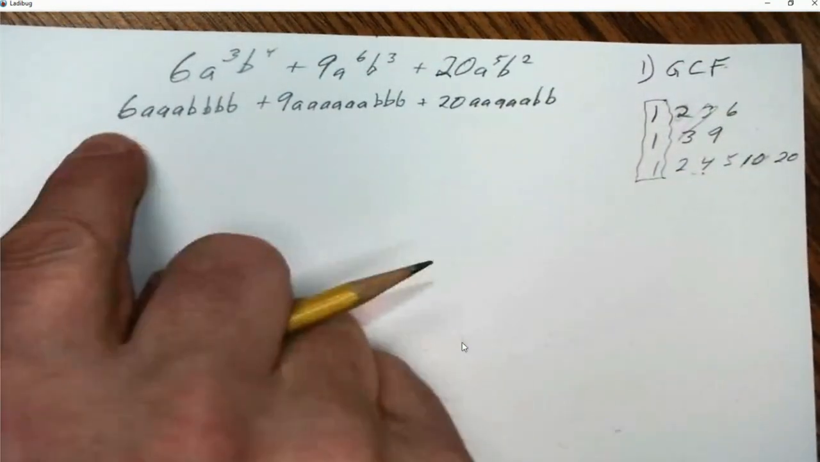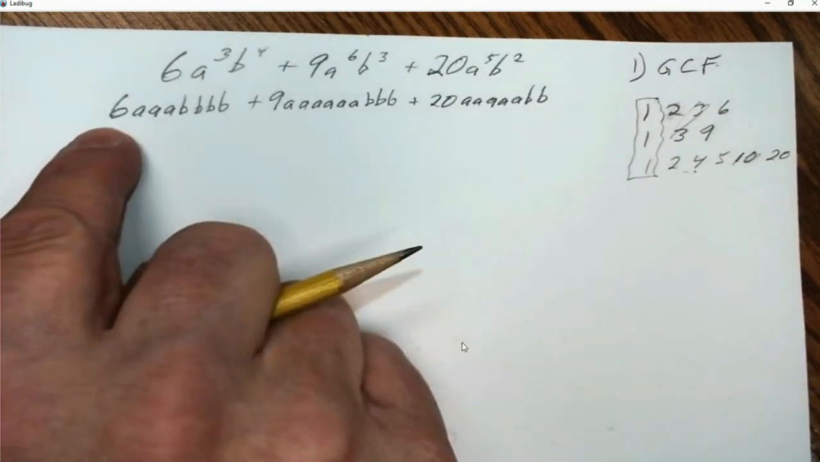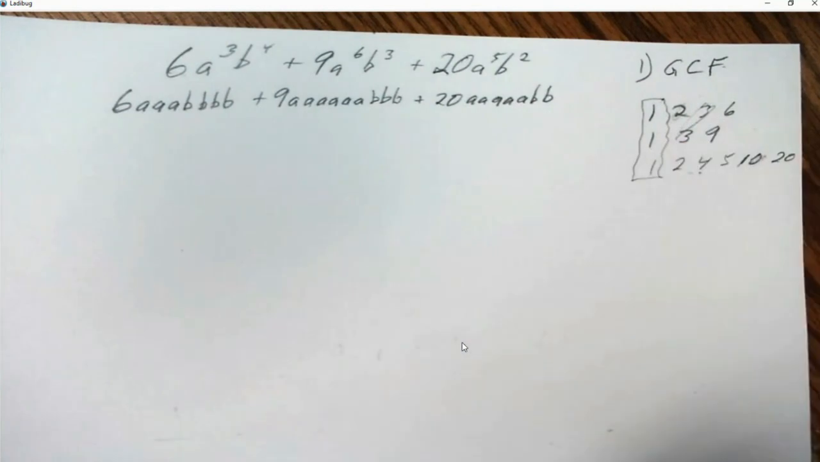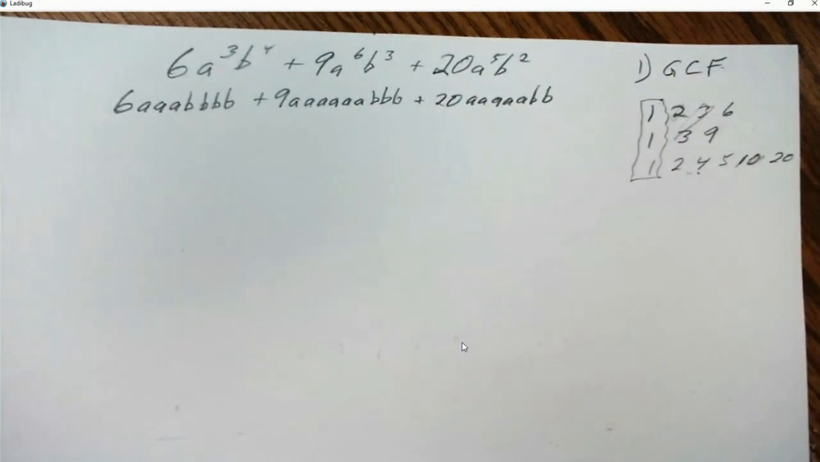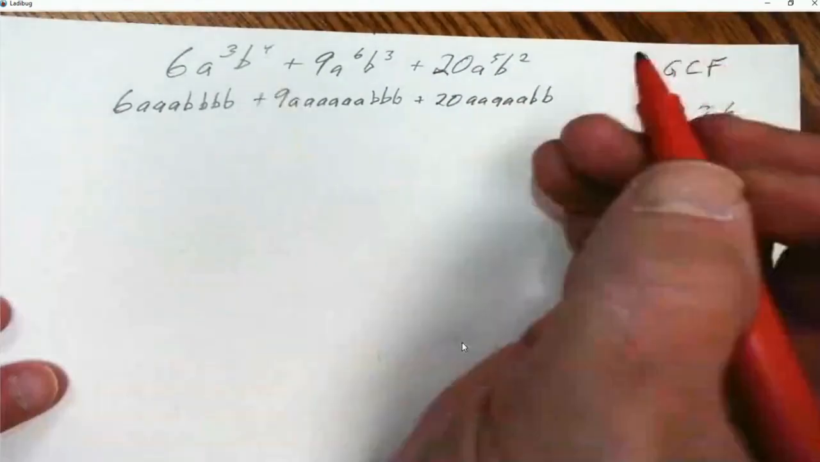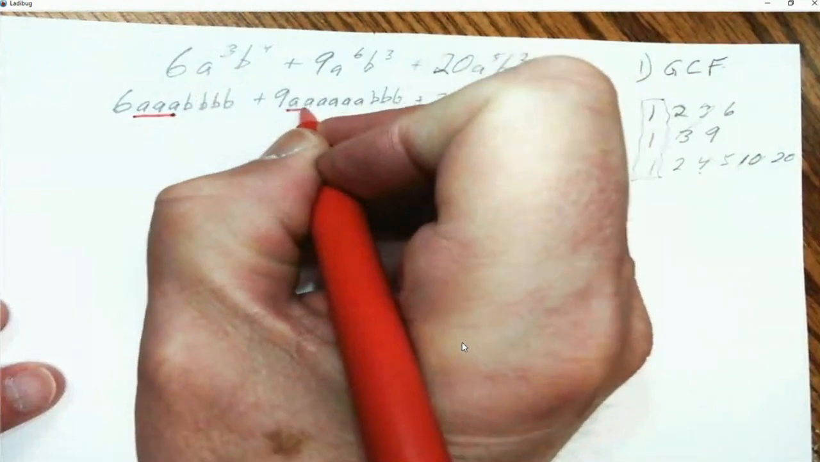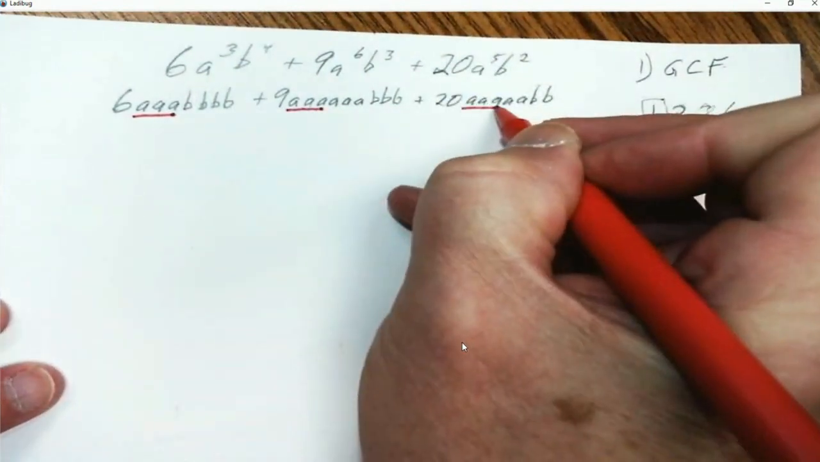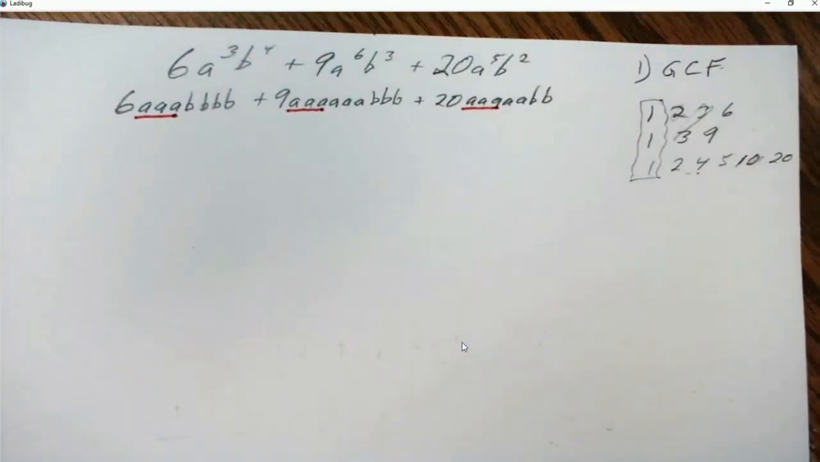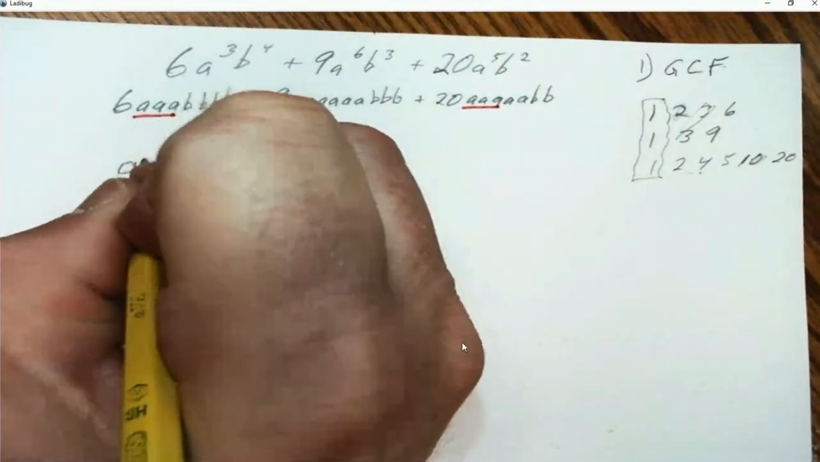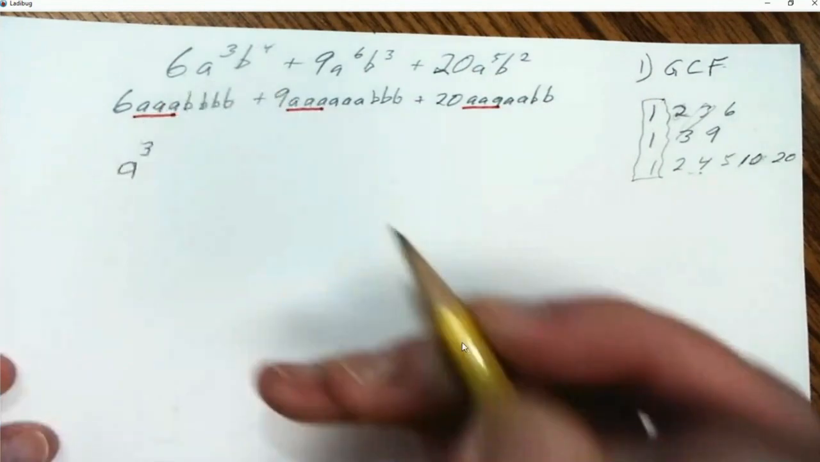These numbers, I could write this as 2 times 3 and 3 times 3 and 4 times 5, but since none of them factor out, it doesn't help anything. But when we look here, let's see, this has 3 A's being multiplied together. This has 3 A's being multiplied together, and this has 3 A's being multiplied together. So that means we can factor out A to the 3rd power.